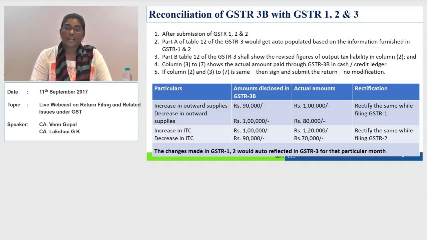This related rectification has to be made in GSTR 2. And finally, whatever the rectification we do in GSTR 1, 2, which is a statement of outward supply and inward supply, that will be auto-populated in GSTR 3, and liability will be computed based on which the payment of tax, if it is increased side, I have to make the payment. If it is decreased, then it will be carry forwarded to the cash ledger or credit ledger accordingly.